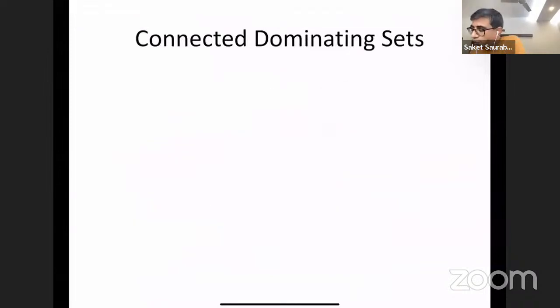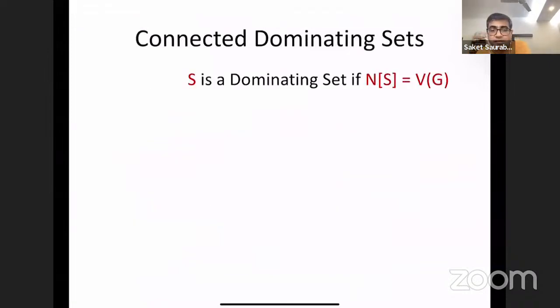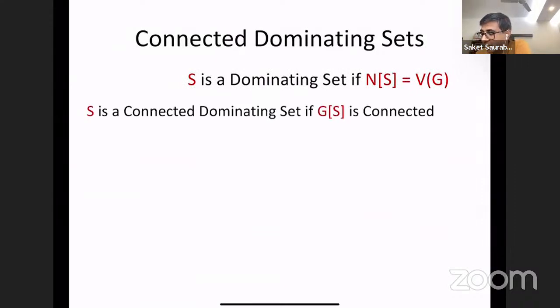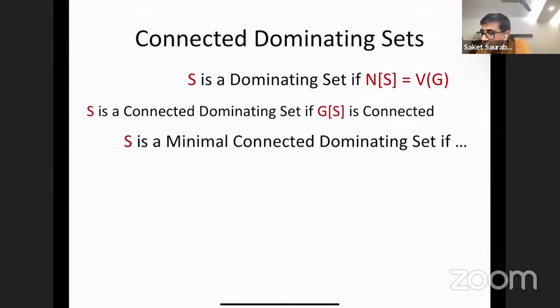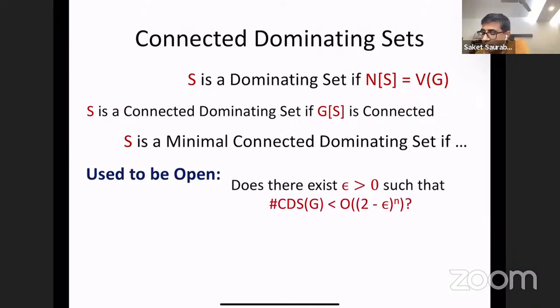So one thing which was open for a long time was something called connected dominating set. S is a dominating set if the closed neighborhood of S is the vertex set, and S is a connected dominating set if the graph induced on S is connected. So S is a minimal connected dominating set if it has no proper subset with this property. Then it used to be open whether there exists any non-trivial bound, like can we show that the number of minimal connected dominating sets is upper bounded by some (2 minus epsilon) to the power n? Can we say anything more meaningful than just 2 to the power n?